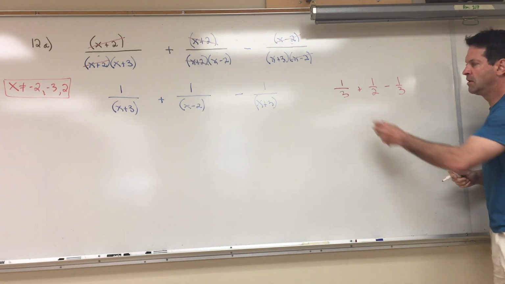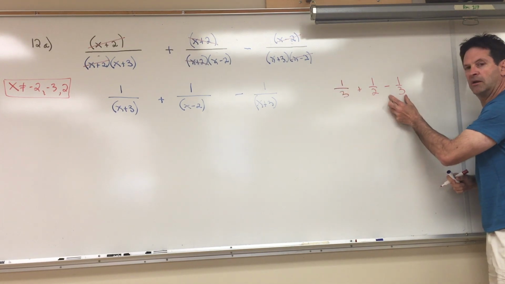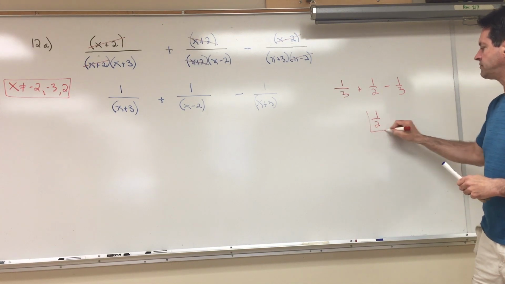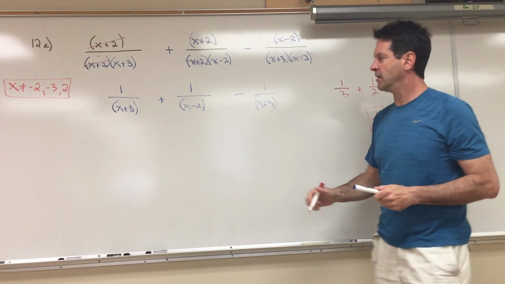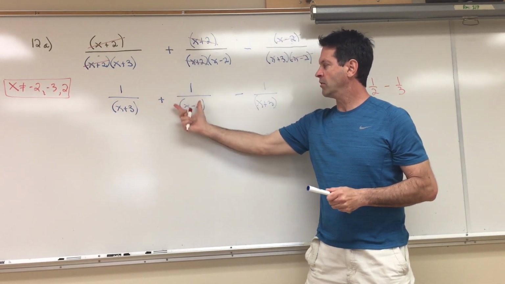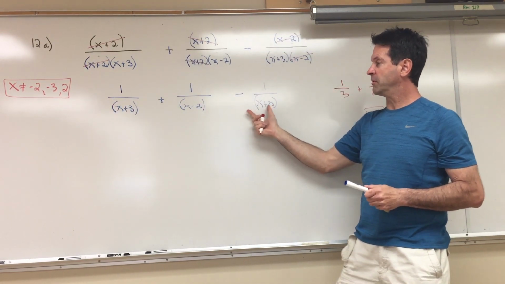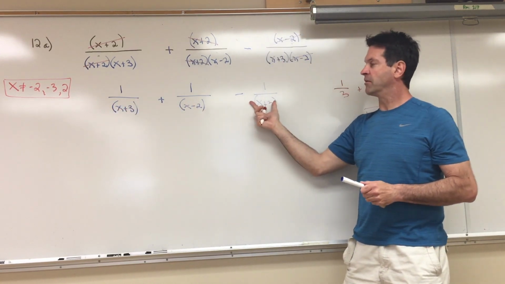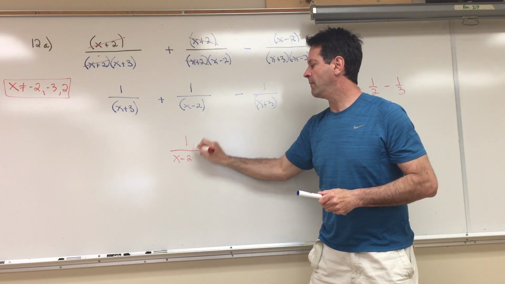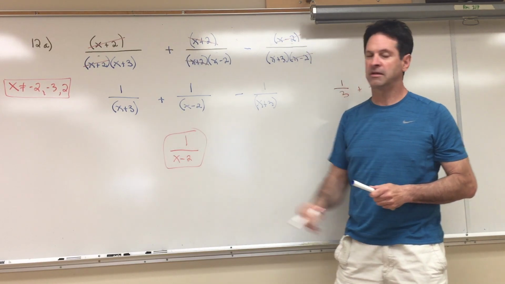Now, if I give you 1 over 3 plus 1 over 2 minus 1 over 3, what would that work out to? 1 over 3 minus 1 over 3, they cancel each other out. All that leaves us with is 1/2. Well, it's the same idea here. We have 1 over x plus 3 plus 1 over x plus 2 minus 1 over x plus 3. These two will cancel each other out. Just leaves you with 1 over x minus 2. That's it.